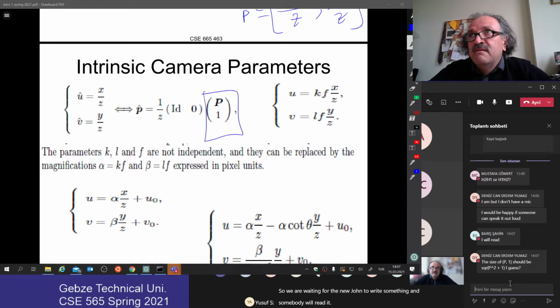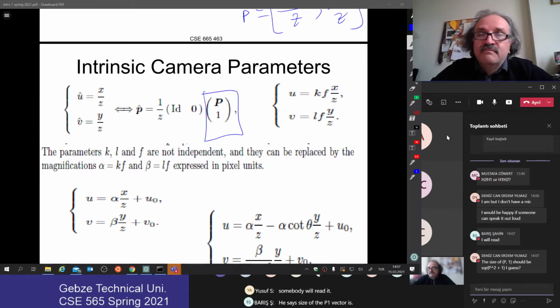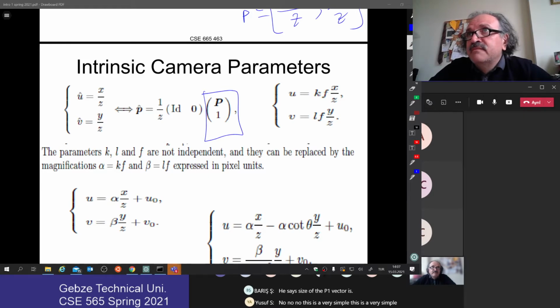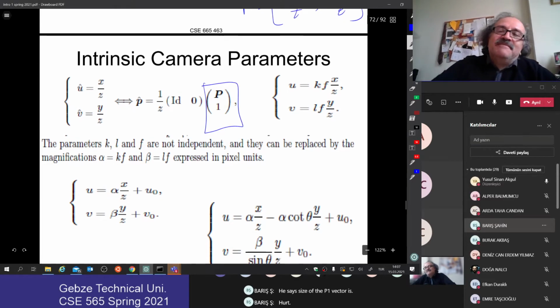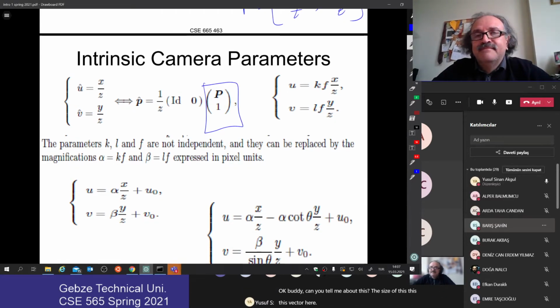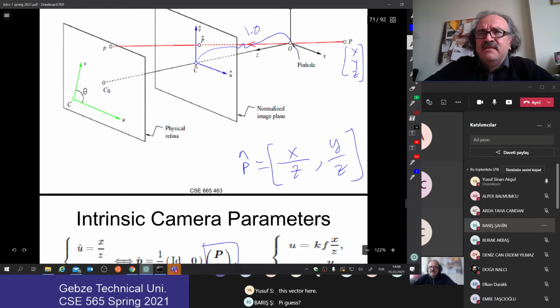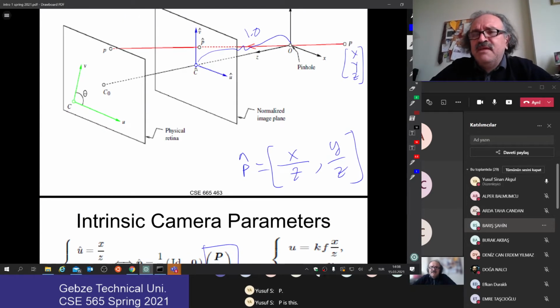He says size of the P1 vector is P square plus 1. No. This is a very simple question. Okay, Barış, can you tell me what is the size of this vector here? P, I guess. P is a vector xyz, right? If I put a 1 just underneath it, what would I get? A 4-dimensional vector in homogeneous coordinates.